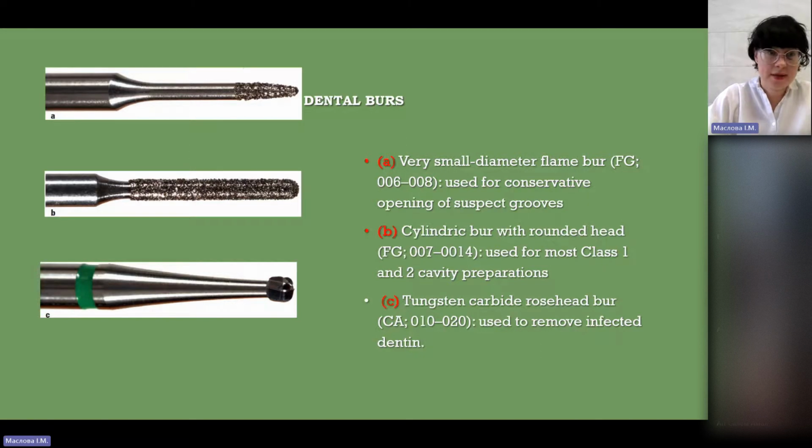The next, bur C, it's a tungsten carbide rose head bur used to remove infected dentine. Please put your attention that carbide burs are used only for dentine preparation, not for enamel preparation. Carbide bur is the wrong bur for enamel preparation.